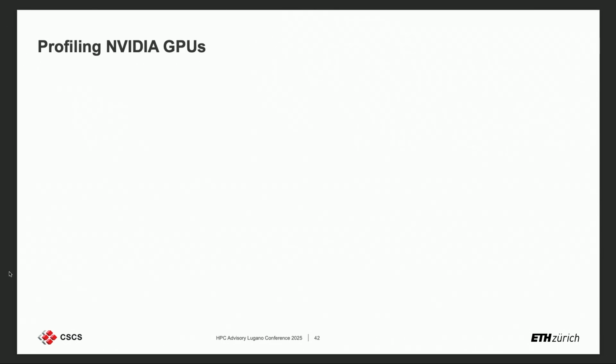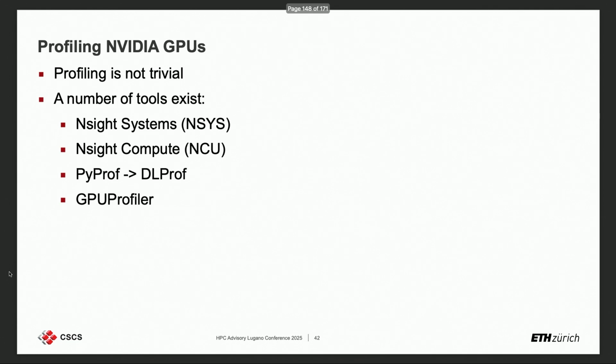How do we go about profiling NVIDIA GPUs? The profiling is not trivial, at least not for a new user. It can be quite confusing, but a number of tools do exist, and I'm only listing NVIDIA-specific tools here. You have the Nsight tools, Nsight Systems and Nsight Compute. And you have some other tools like PyProf, which has been abandoned for DLProf, and you have the GPU Profiler.